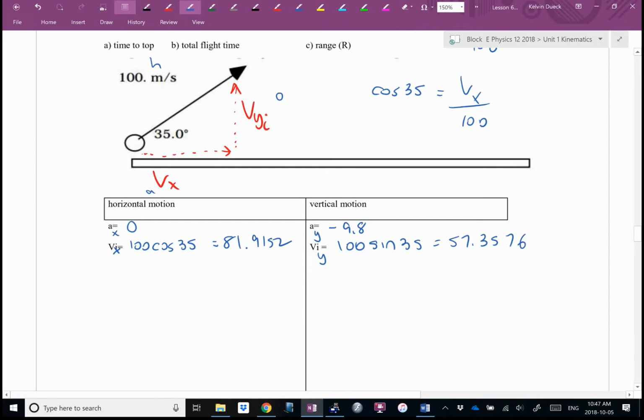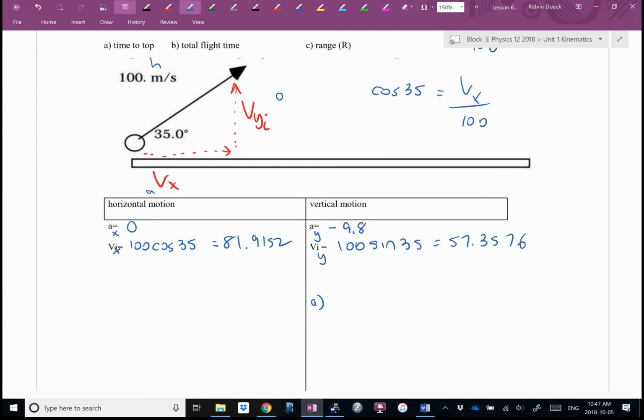Darwin, what does A want me to find? The word top, does that suggest horizontal or vertical? I'm going to start thinking vertically. So I'm going to put a letter A right here in the vertical column. How many things do I have right now in this vertical column, Darwin? Not enough. I need three. There must be something else that I know. What do they want me to find?